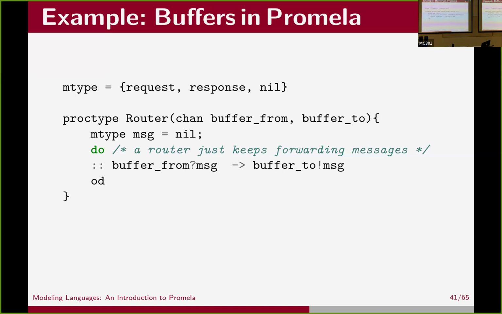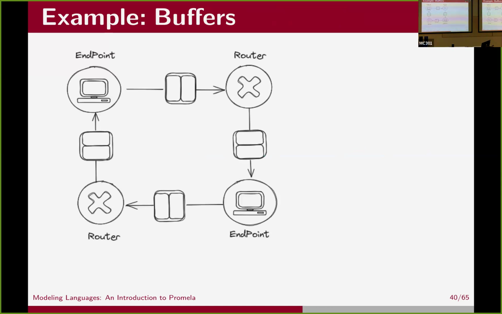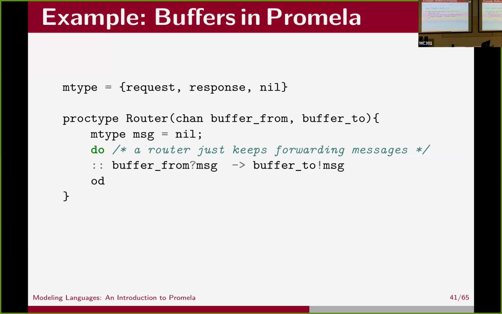So what does the router do? The router is the simpler one of the two. Here we're parameterizing it with the channels, because if you remember, we have two routers, so I want to instantiate them with different channels. At the beginning, there's no message. Then the router will read from its incoming buffer, and then send it to its outgoing buffer. In this case, the routing algorithm is very simple because there's exactly one entry and exactly one out point. Of course, this could be a more complicated routing algorithm.